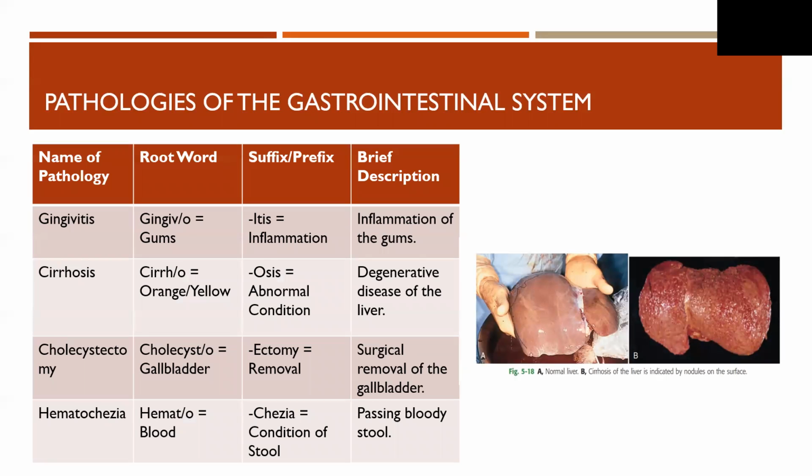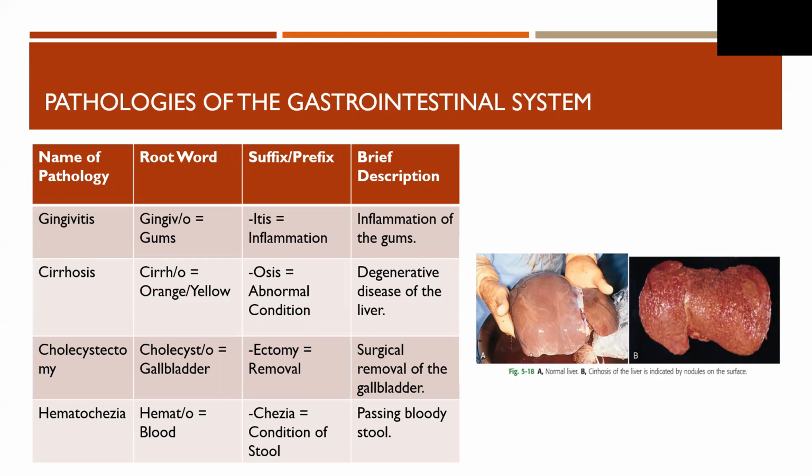So here are some pathologies of the gastrointestinal system. Starting at the top, we have gingivitis. Gingivo means gums, and itis is the inflammation of. So gingivitis is a disease which inflames the gums, and it can be noticed that the gums are very red or swollen or bleeding. Next, we have cirrhosis, which is another disease that can occur within the GI system.